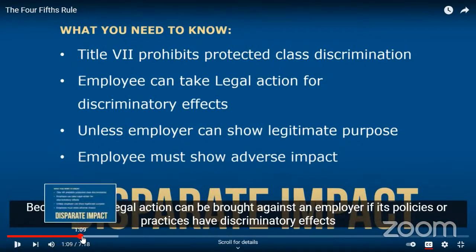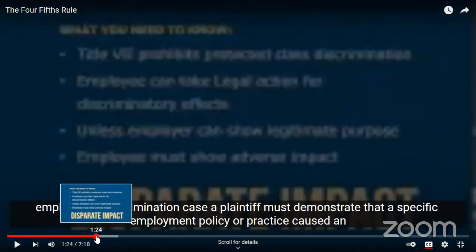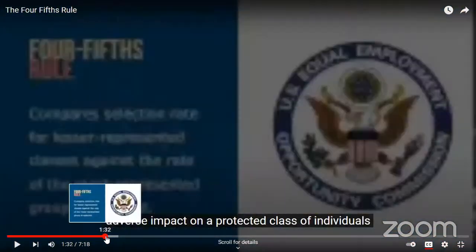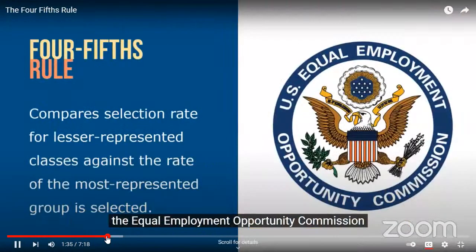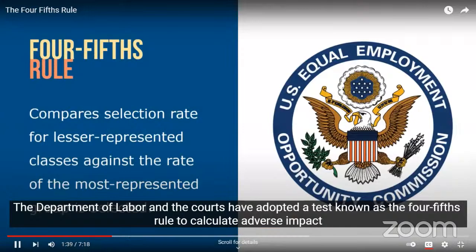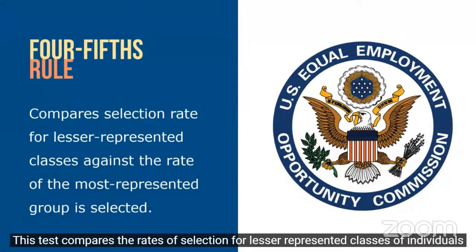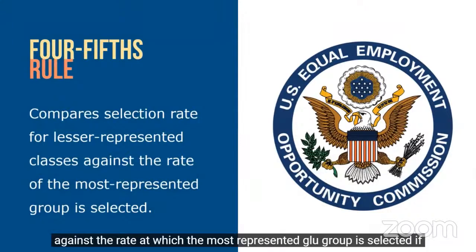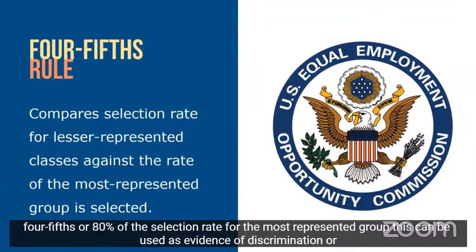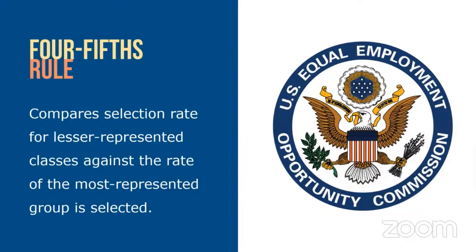Because of this, legal action can be taken against discrimination. The Equal Employment Opportunity Commission and the courts have adopted a test known as the 4/5 rule to calculate adverse impact. This test compares the rates of selection for lesser represented classes of individuals against the rate at which the most represented group is selected. If the lesser represented group has a selection rate that is less than 4/5 or 80% of the selection rate for the most represented group, this can be used as evidence of discrimination or adverse impact being present.